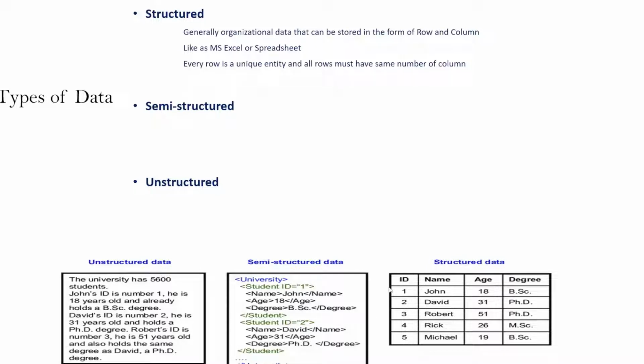The first row is all about ID 1 and name John. The second is all about ID 2 and name David. It's not like in row number 2 we are storing the details of John. In Excel you can write 5 columns for the first and 10 columns for the second. You can do that, but to call it structured data, the number of columns should be the same.